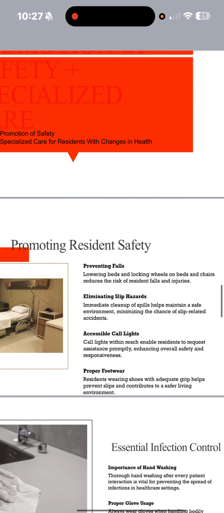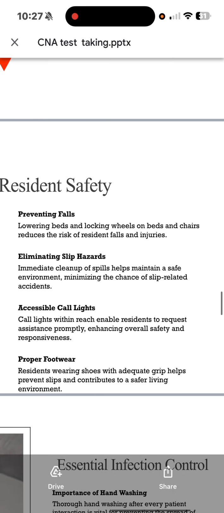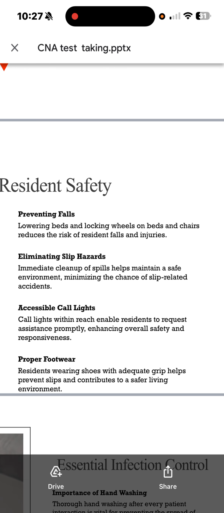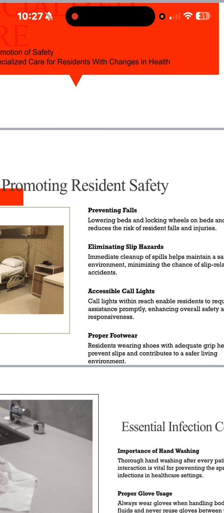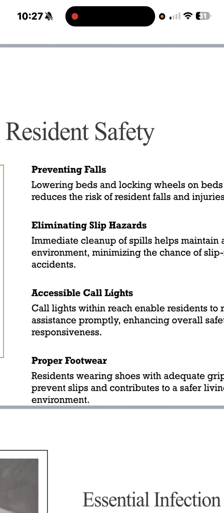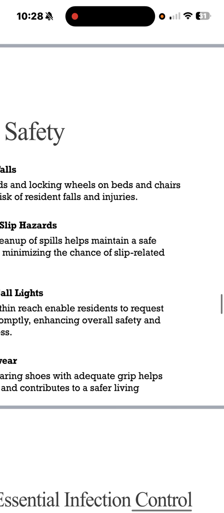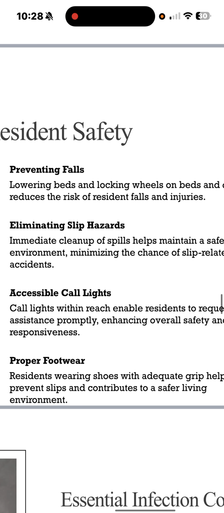Promoting resident safety, guys. I'm going through all these tips. That's going to help you with the written part of the exam. I will be doing some test questions as well, but this is going to help you to answer your test questions with confidence. Promoting resident safety. Preventing falls. How do you prevent falls? Lower beds and lock the wheels of the bed and chairs to reduce the risk of resident falls and injuries.